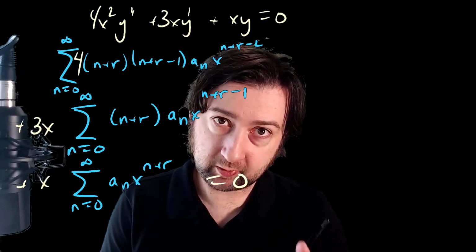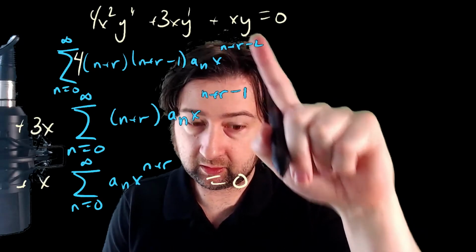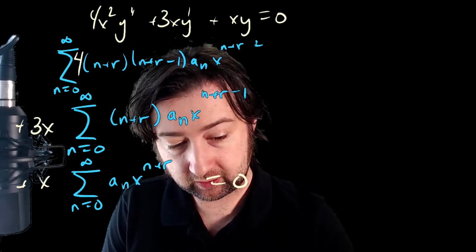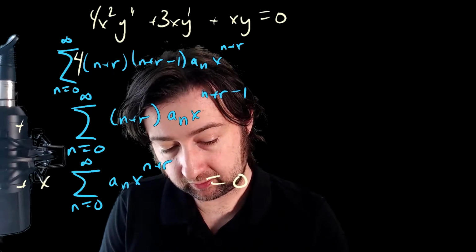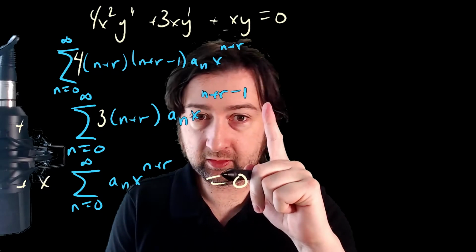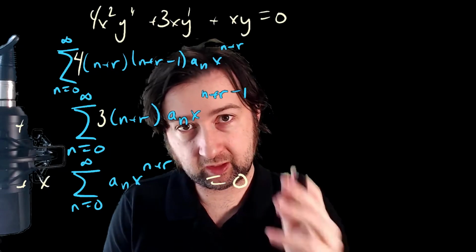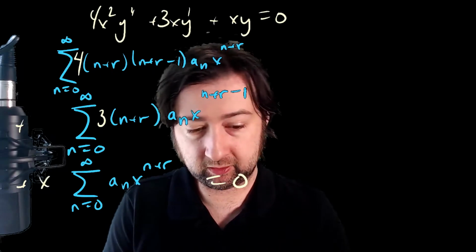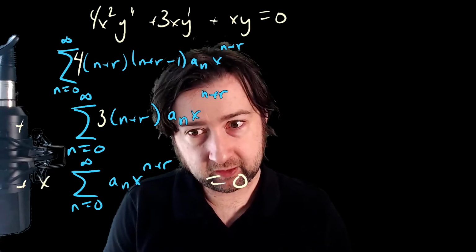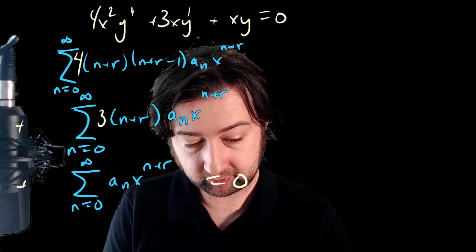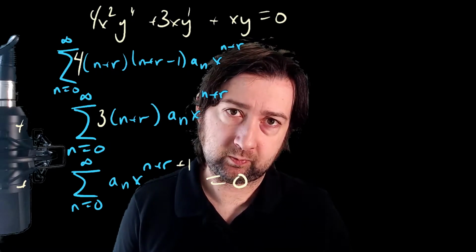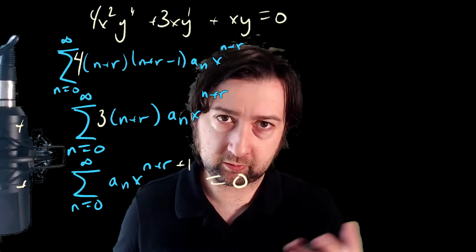And then the x squared goes in and hits the -2 right here and adds 2 to it, and so that disappears. What happens to the 3x? The 3 goes inside, and the x goes in and adds 1 to this power, but n plus r minus 1 plus 1 is just n plus r. And finally, the x that's out here goes in and adds 1 to this power. We don't have powers that match. And so we're going to have to shift something in order to make that happen.